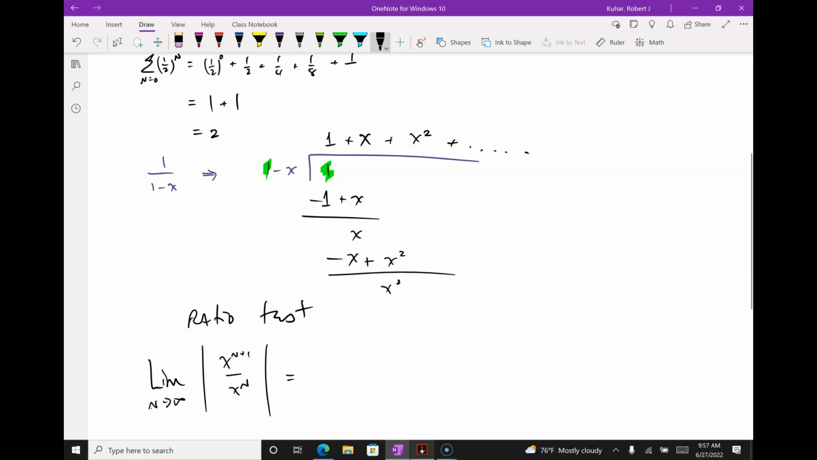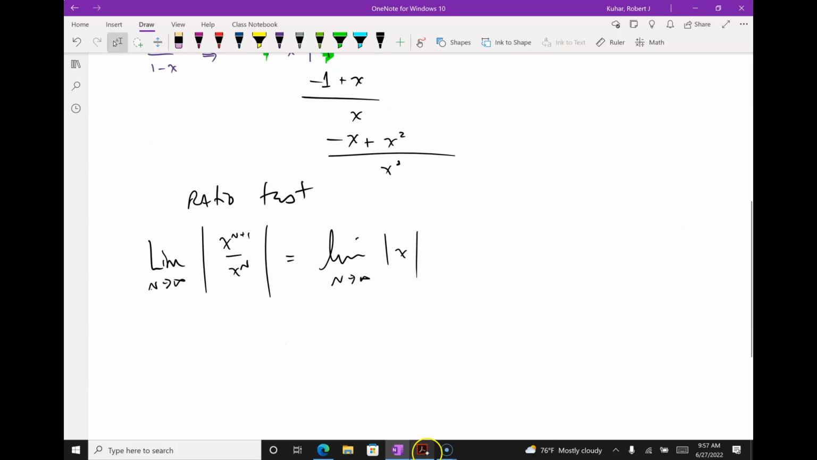Pretty obvious what happens. The x to the n's are going to cancel. What's going to be left? I want the limit as n goes to infinity of the absolute value of x, and I need that to be less than 1.